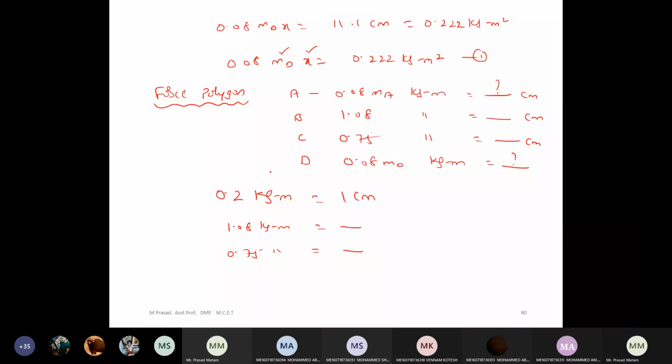Let me check. Double the values I can get. Okay, 0.2 keep as is. This is 5.4. And what about this? How much? 0.75 divided by 0.2, 3.75. 3.75 centimeters. One second.